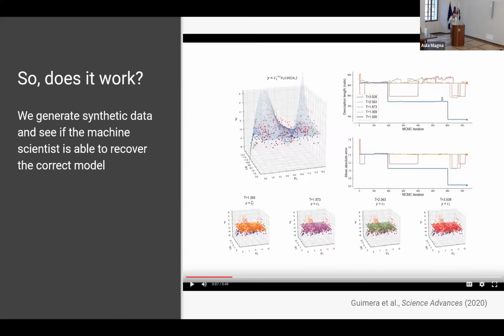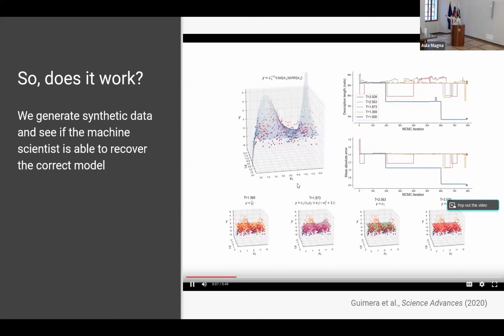That's the description length. So what we want is this curve to go down. We are finding models with shorter and shorter description lengths. Smaller and smaller energies, better models. And eventually they should reach the correct model and oscillate around that. So now can you switch it on again? Okay, and you can ignore all the other plots.